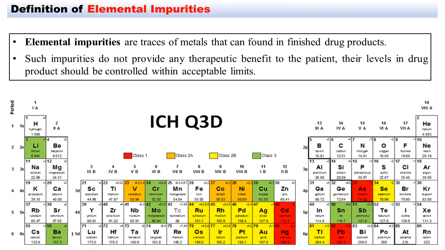Here we can observe four colors. Red color is for class 1 elements, golden yellow is for class 2A elements, yellow color is for class 2B elements, and green color is for class 3 elements.